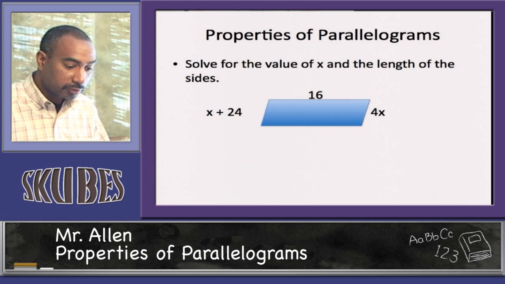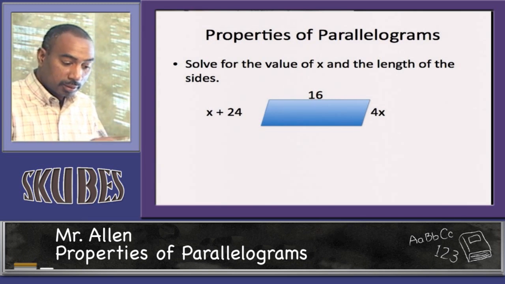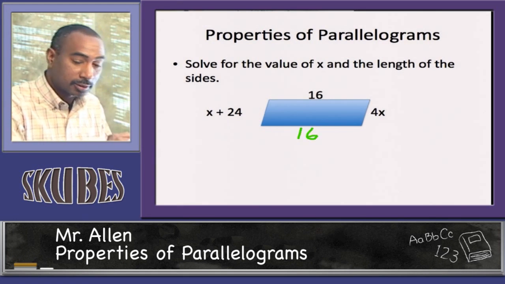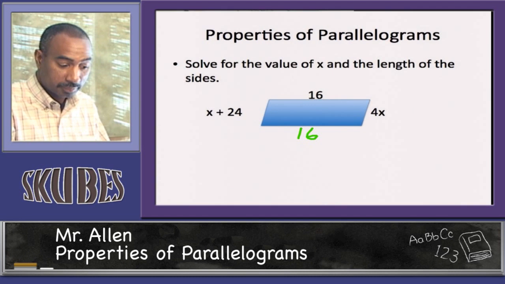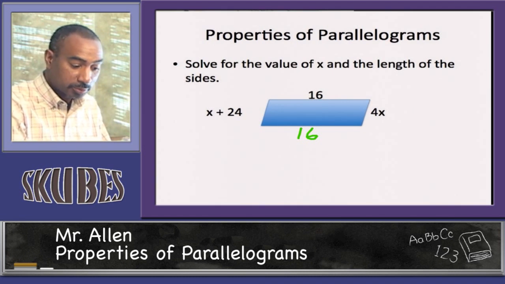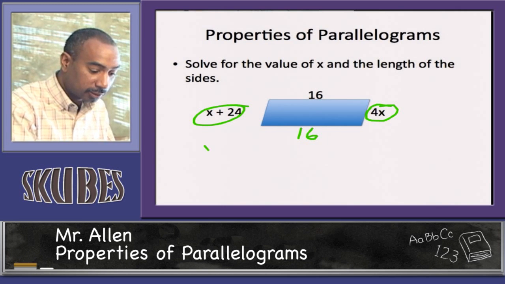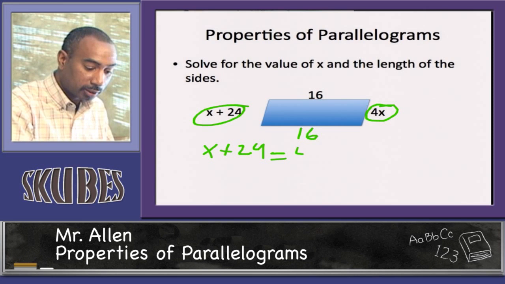Okay, solve for the value of x and the length of the sides. Well, if this is 16, the opposite side must be 16 because it's a parallelogram. And these two expressions must be equal to each other. So I can say x plus 24 equals 4x.